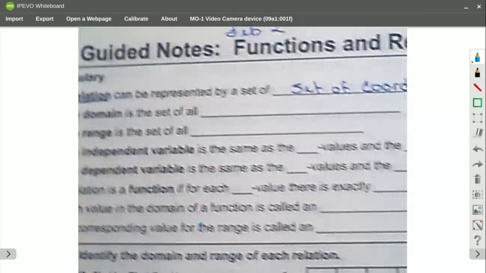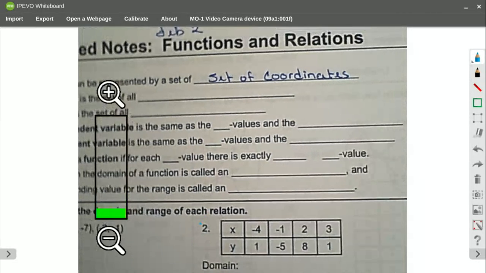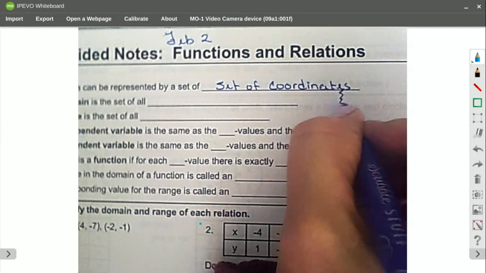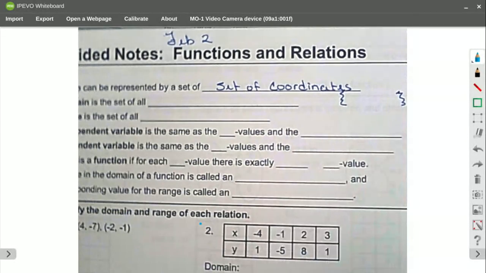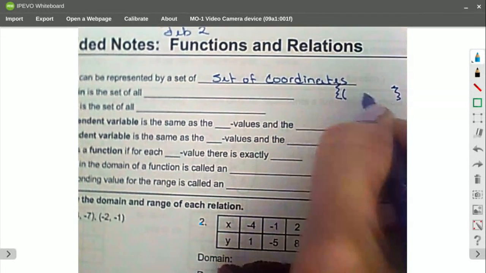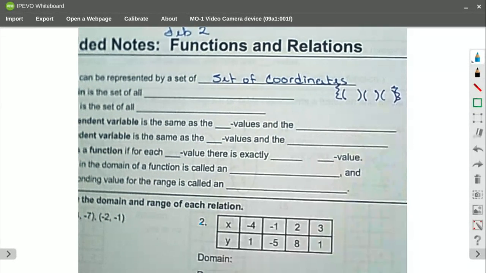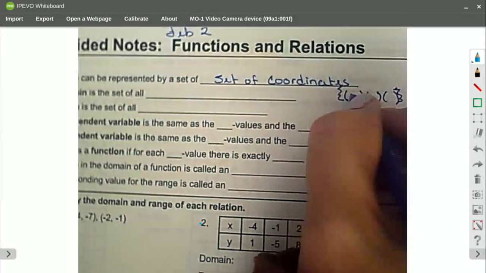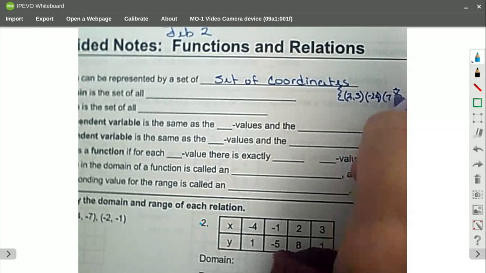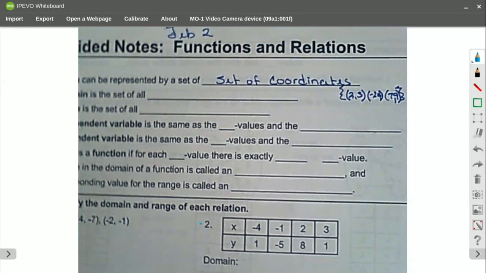Okay, so just like, I'm going to move this out some. You can see more on the screen. So, for example, remember the braces, that's our set, right? When I put something inside of braces, we call it a set. That's from way back years and years ago, like 4th and 5th grade. All right, so if I have a set of coordinates, let's say (2, 3), (-2, 4), (7, 9). There's my set of coordinates. We call that set of coordinates a relation.